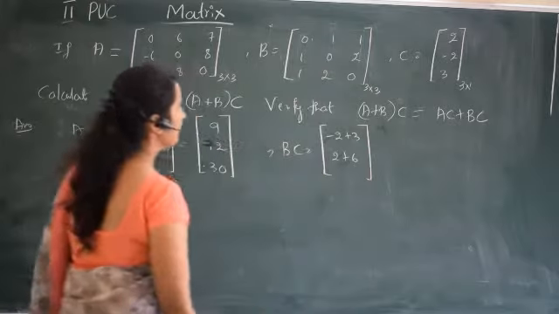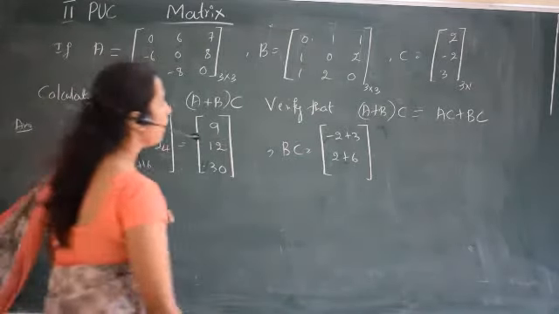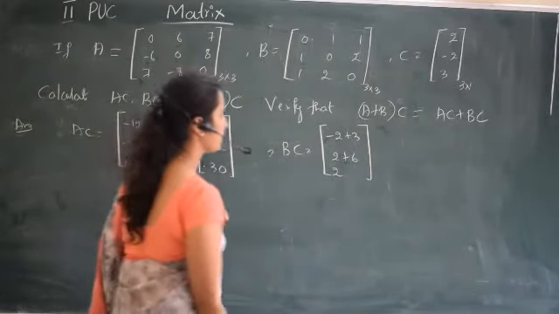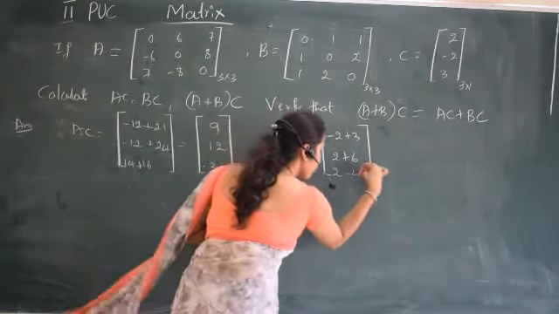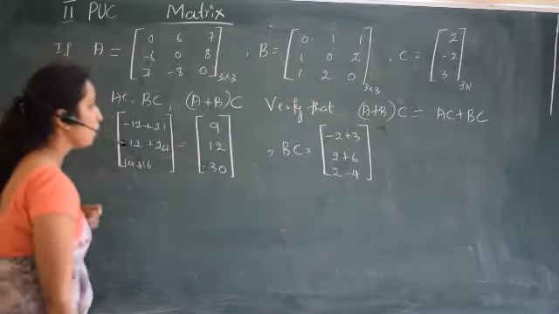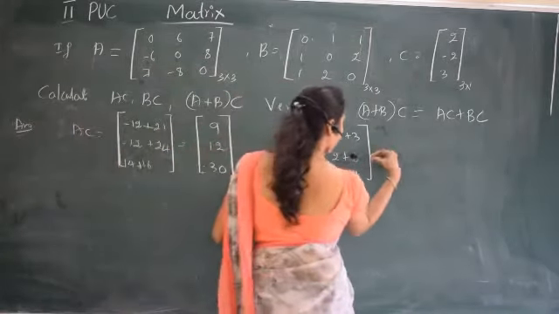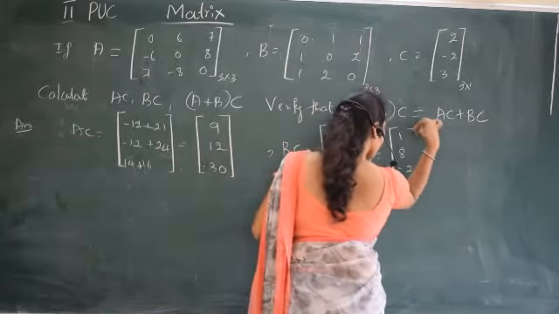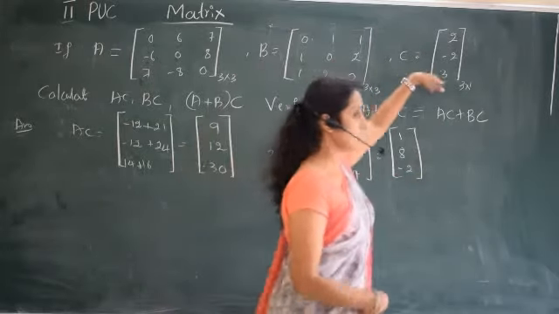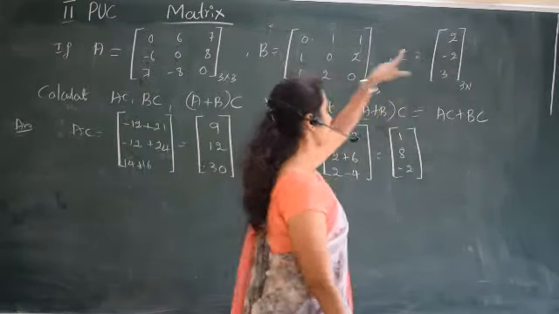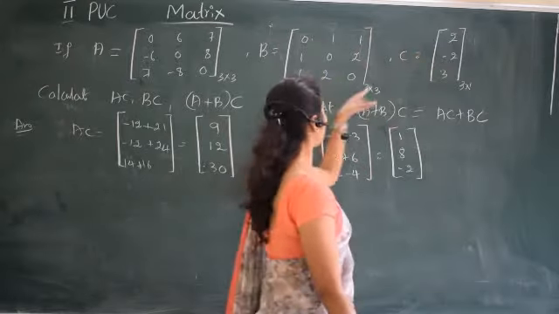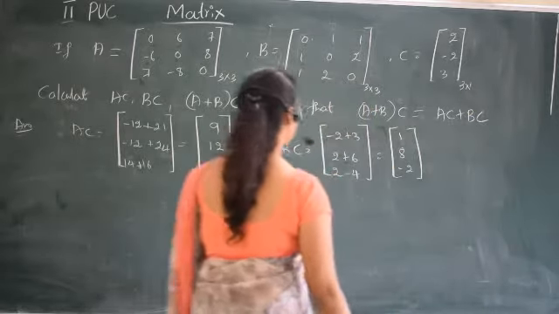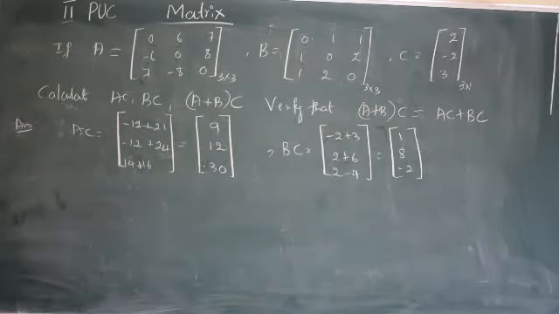Next, third one: 1 into 2 is 2, then minus 2 into 2 is minus 4, plus 0. So it will be 1, 8, and minus 2. We calculated first row, second row and third row of the first column, since there is only one column, so we get a matrix of 3 by 1: 1, 8, and minus 2. So we have calculated AC and BC.